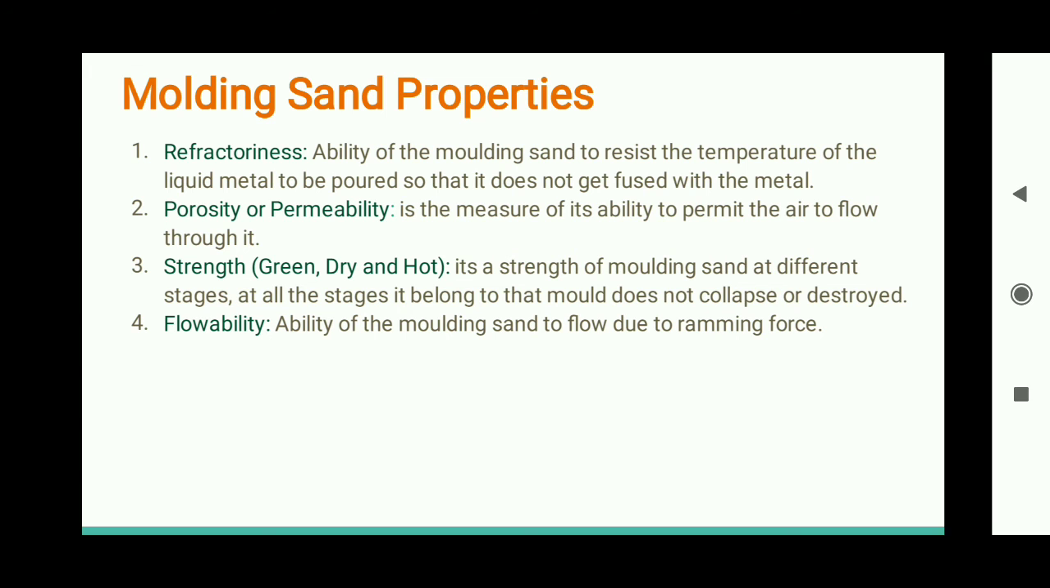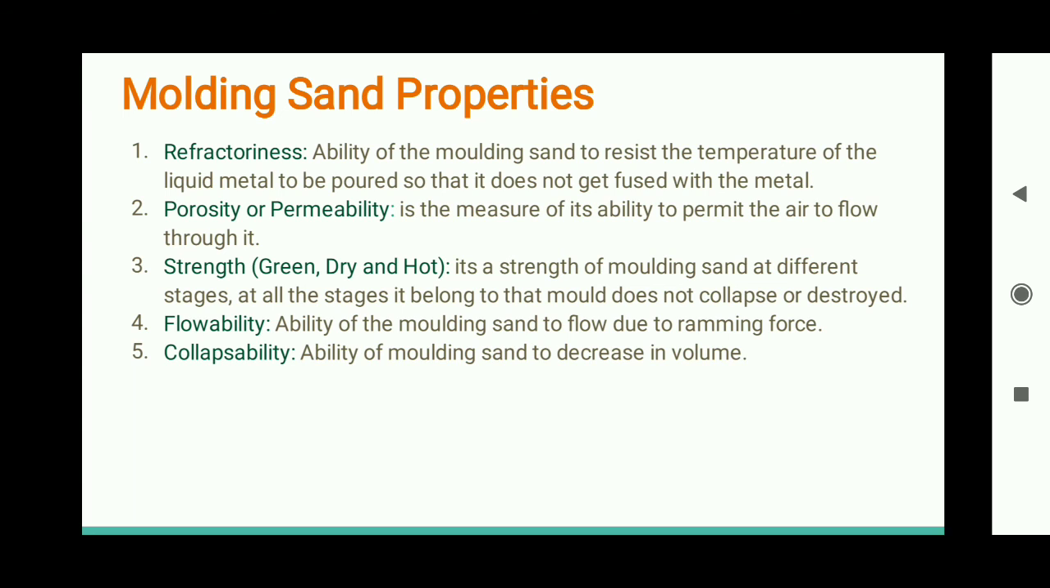The next is collapsibility. Collapsibility basically depends on the rate of contraction, because during the contraction of the casting material, if the mold walls do not offer any resistance against the contraction of the casting, this is known as collapsibility. In other words, you can say it is the ability of the molding sand to decrease in volume because of the rate of contraction.